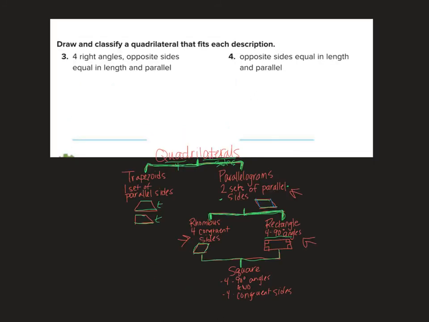Okie dokie. So classify a quadrilateral that fits each description. 4 right angles. Okay, so we have 4 right angles, so that's talking about a rectangle and a square. Opposite sides are equal in length and parallel. Okay, so still a rectangle and a square. Okay, so this quadrilateral, well, honestly, it's not a square because it didn't talk about the 4 congruent sides. So it's not a square, it is a rectangle.